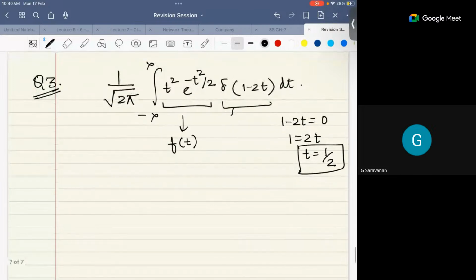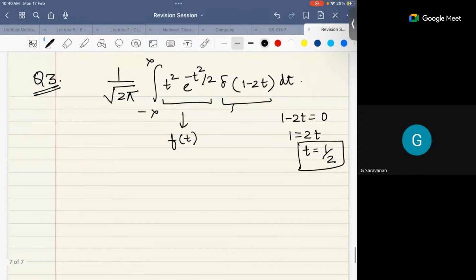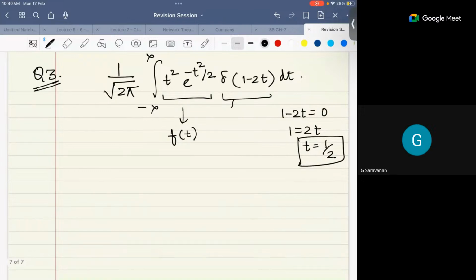So what will be the value exactly? You just put the value t equals half. There is no time scaling here. At t equals half the delta function is defined, and that's the amplitude of the delta in this function. You already know that, whatever the function f(t) is.